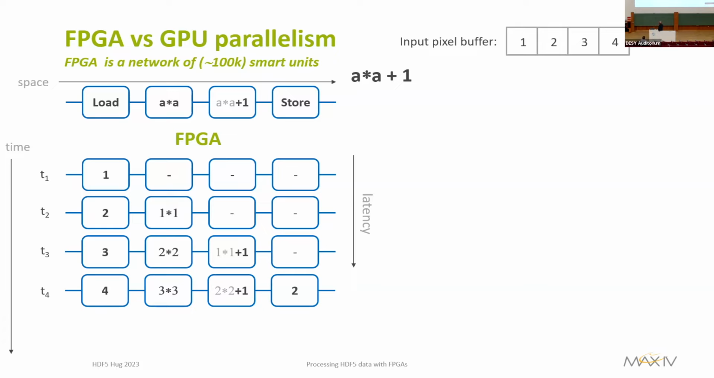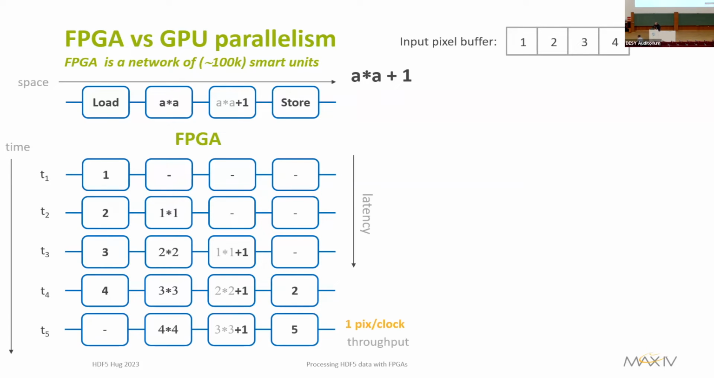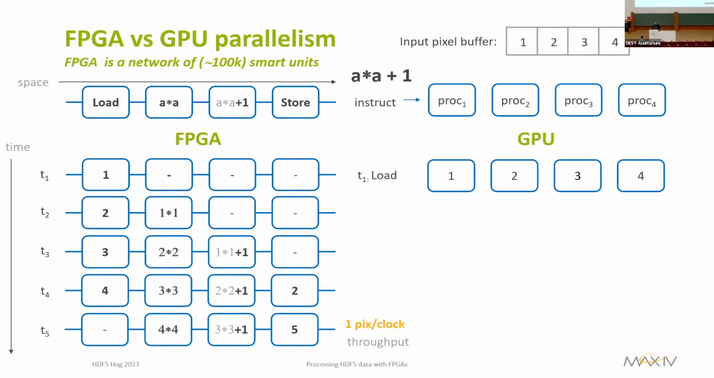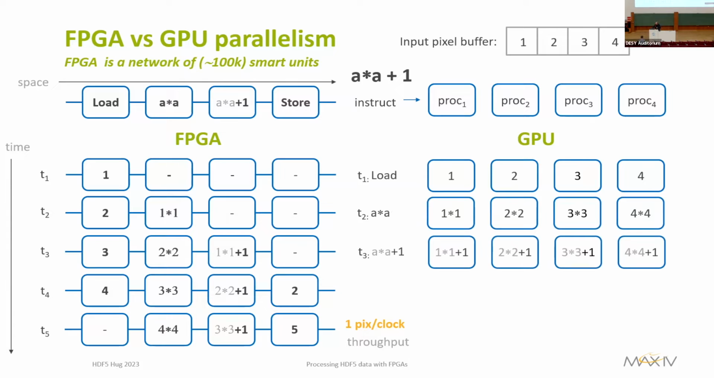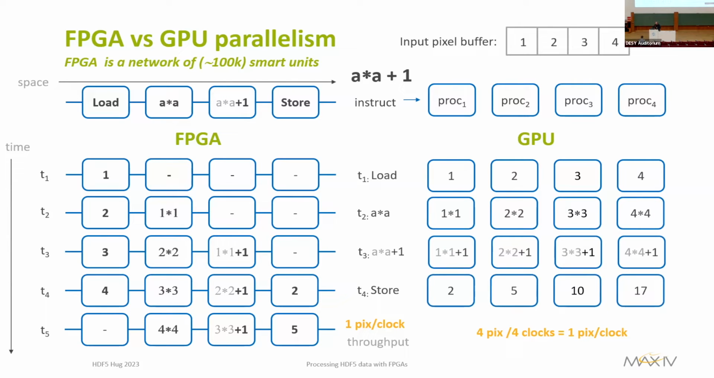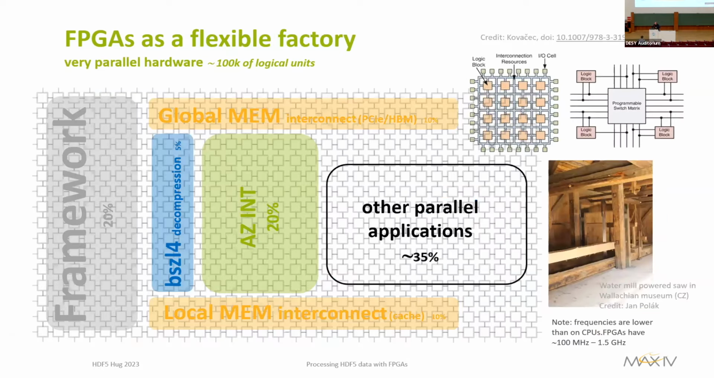We see that with latency 4, we got a result, and it is absolutely clear that we will be getting a result every clock cycle. So we have a processing throughput of 1 pixel per clock. On GPUs it will be very similar. There are multiple processors that will first load data, then multiply them, then add, then store. And so they will get 4 pixels in 4 clocks, so the same processing throughput. So if they run at similar clock speed, they will likely have very similar performance.